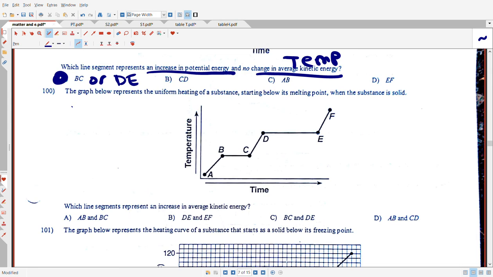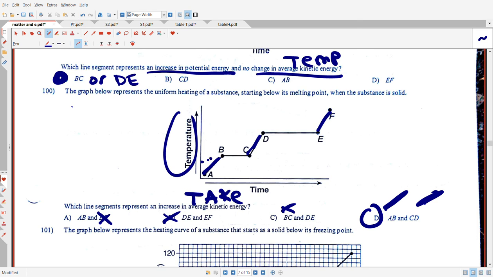Here's another one, which is an increase in average kinetic energy, which is temperature. So I want a diagonal line as an increase in temperature. So BC is out, DE is out, AB and CD. There you go. That's because the temperature is going up.